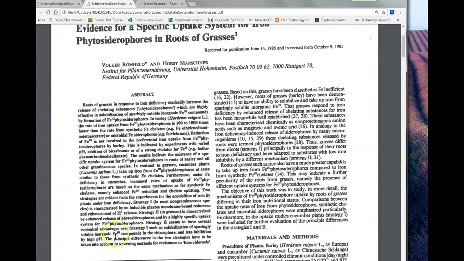So this strategy 2 seems to have general ecological advantages over strategy 1, such as solubilization of sparingly soluble inorganic Fe3+ compounds in the rhizosphere and less inhibition by high pH. So the principal differences in the two strategies have to be taken into account in screening methods for resistance to lime chlorosis. Okay? So this is what makes it very important in grasses for this specific uptake.